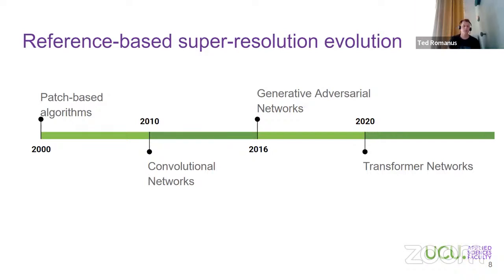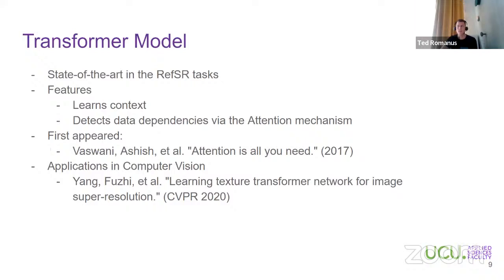After the development of neural networks, they started using convolutional neural networks to solve this task. Around five years ago, generative adversarial networks, or GANs, were showing the best results in the field. And nowadays, today, transformer networks show the best result in the area. For our research, we chose the transformers architecture because it's the state of the art in the RefSR task now.